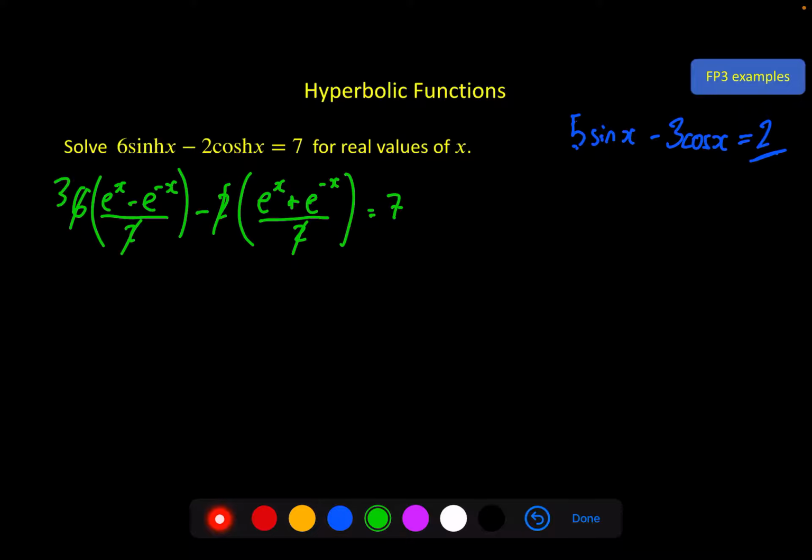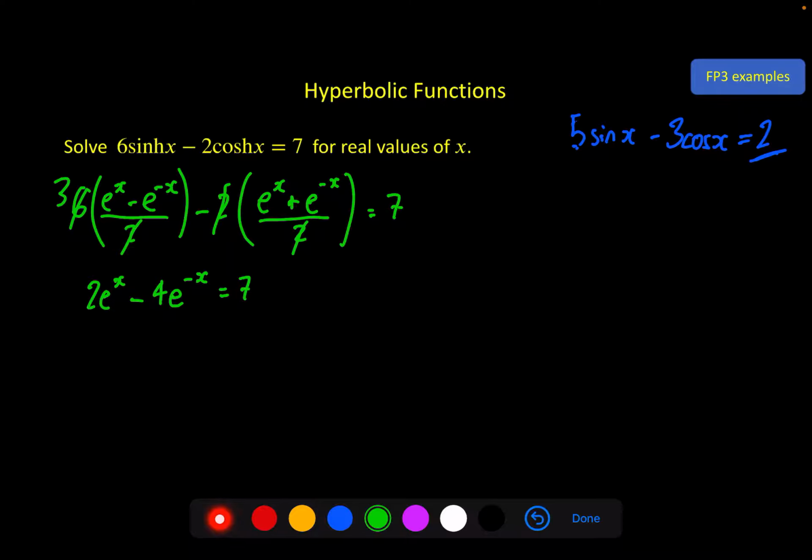The 6 becomes a 3. So we've got 3 e to the x minus e to the x is 2 e to the x. And minus 3 e to the minus x minus another e to the minus x is minus 4 e to the minus x, and all of that has to equal 7.